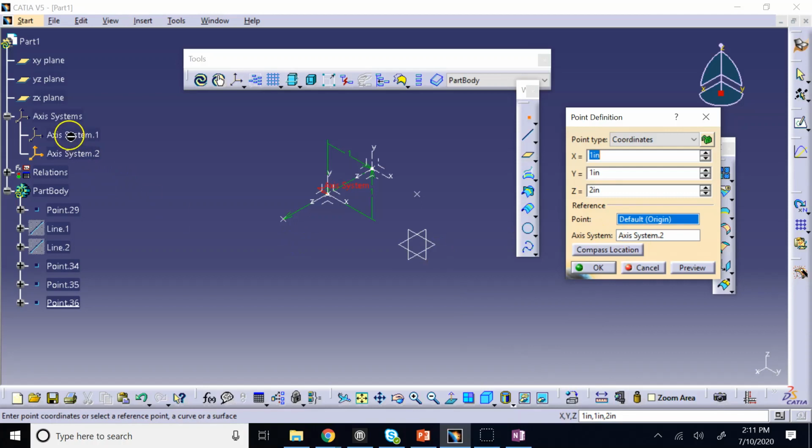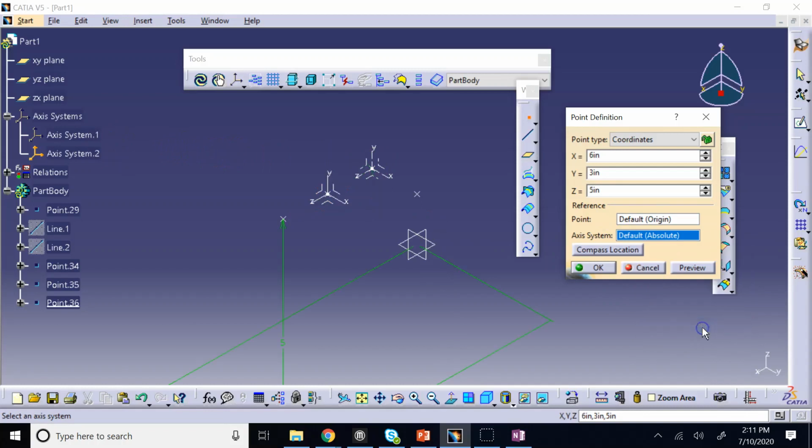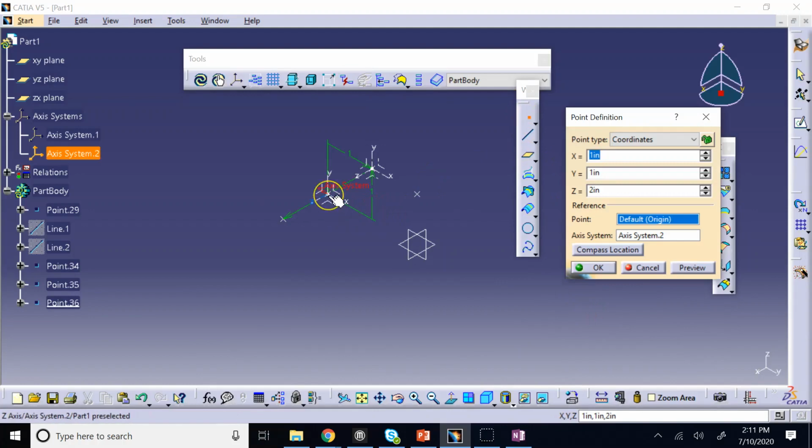But can I change it? So now can I make the system 1 active instead of system 2, or the original one? Yes. So here you see it says system 2. I can right click and say clear selection. If I don't specify, it goes to absolute. But maybe no, I want it with respect to system 1. So I click, and now it is specified with respect to system 1. As I said, if you don't change this, the default is what? The latest system. So each time you want to specify a new point, if you don't want this reference axis 2 anymore, you have to go and change it.